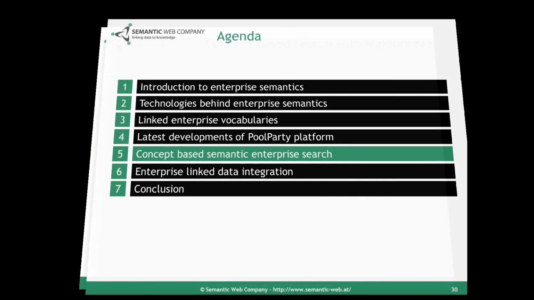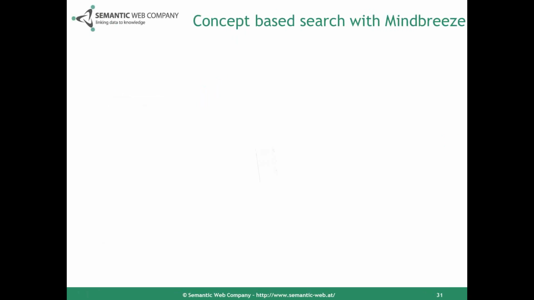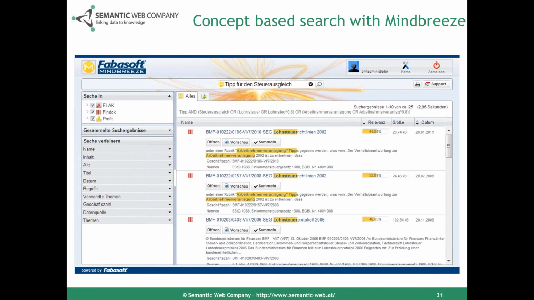Okay, so now we come to the concept-based semantic enterprise search as part number 5. One integration we've done recently was with one of what Gartner calls challengers in the area of enterprise search, a company called Fabasoft. They have a product on the market called Mindbreeze. Mindbreeze is an enterprise search platform, and here we've done a deep integration together with Fabasoft to provide semantic search.